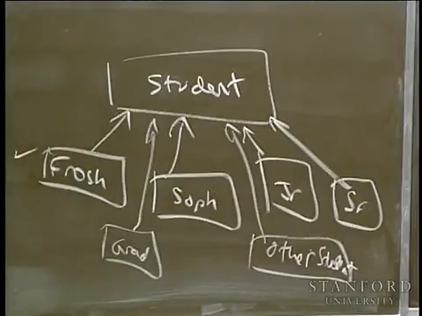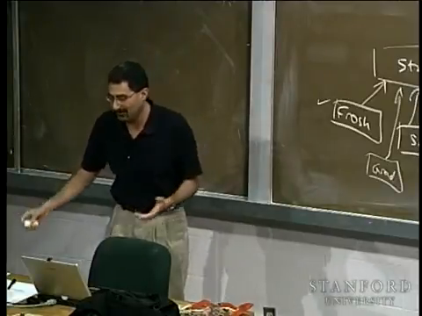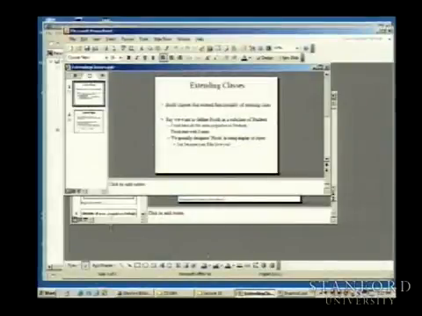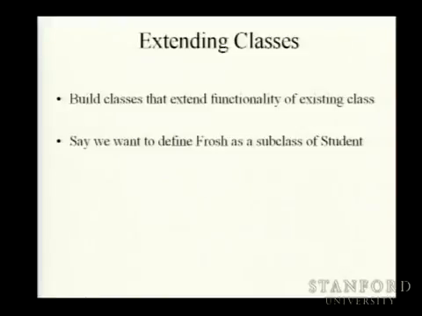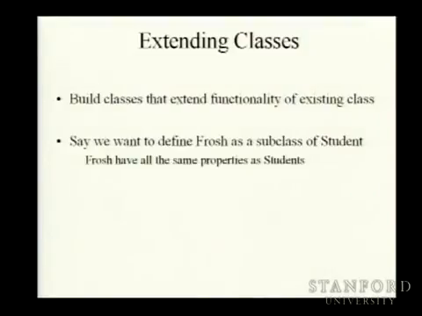Let's write the frosh subclass. How many people in here are freshmen? Frosh? Woohoo! So hopefully I picked the majority class. So we're just going to go ahead and create a new class by extending the student class. So what we're going to do is build a class that extends the functionality of our existing student class. Okay? And in this case, what we want to do is create a frosh subclass of student. So we want to create this subclass here called frosh that is a student, which means it's going to extend student. Okay?